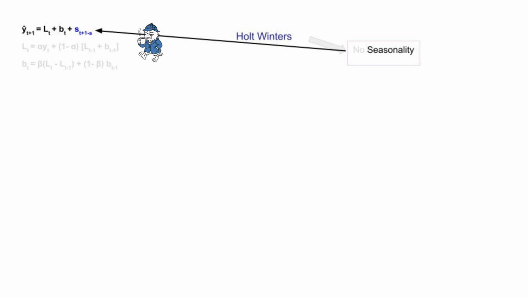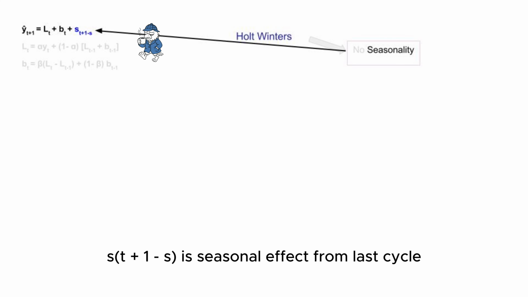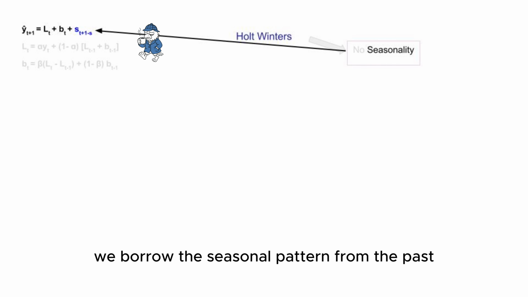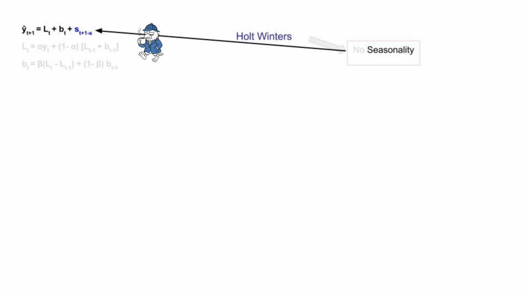Holt-Winters extends Holt's trend method by adding one more component, S t plus 1 minus s, the seasonal effect from last cycle, where s is the length of the season. Example, 12 for months, 7 for days. We borrow the seasonal pattern from the past and add it to the future.